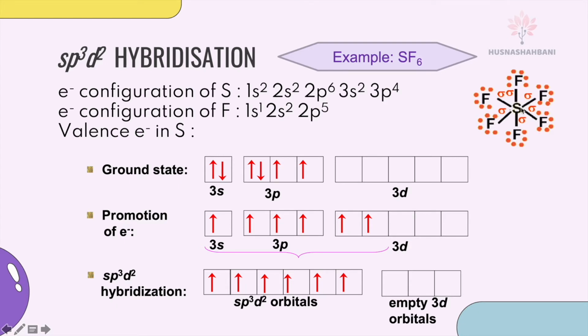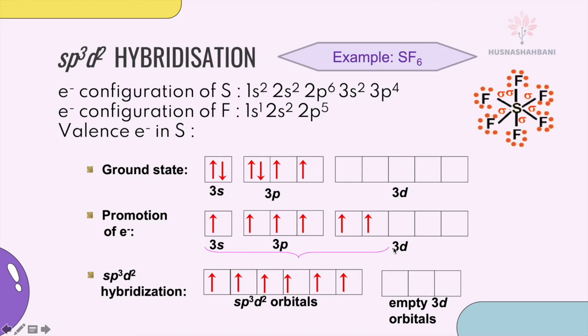And promotion of electron: look at how many sigma bonds, or how many single bonds, this S has. This S has 6 single bonds or 6 sigma bonds, so this S requires 6 unpaired electrons. In the ground state, it only has 2 unpaired electrons, so you have to make this pair become unpaired, this pair become unpaired, making 6 unpaired electrons in promotion of electron.